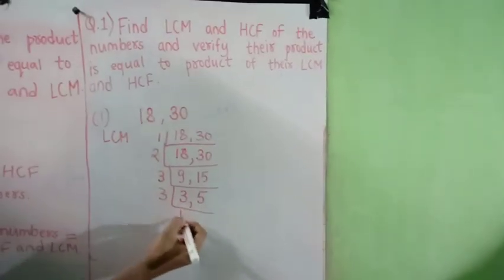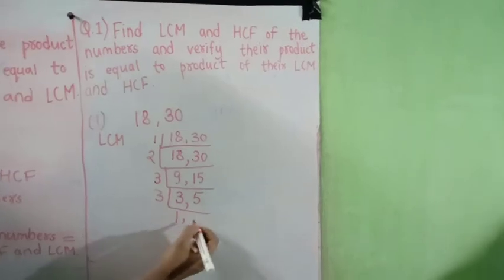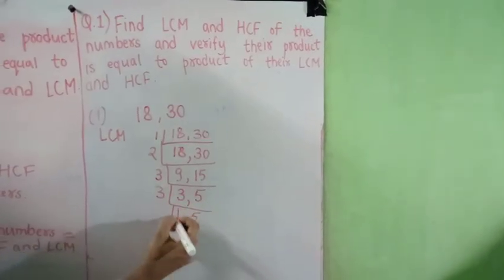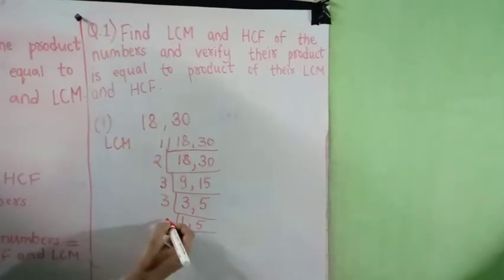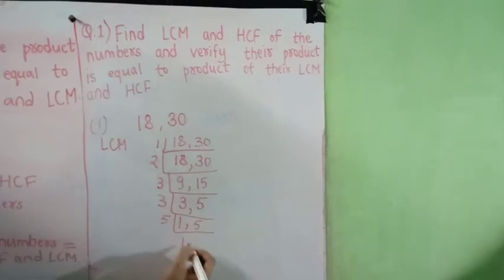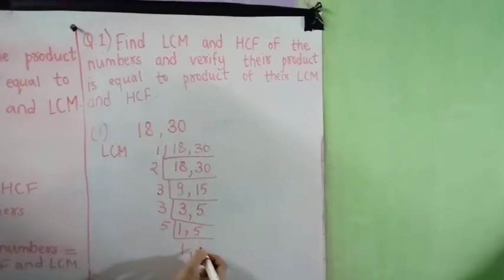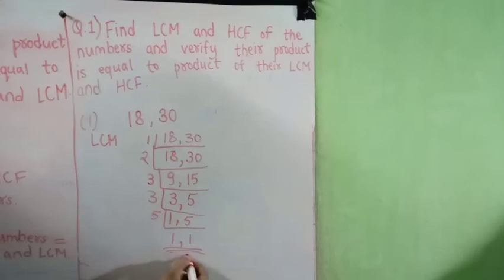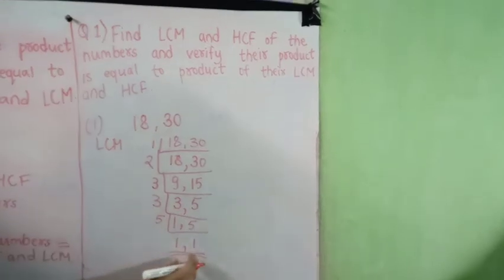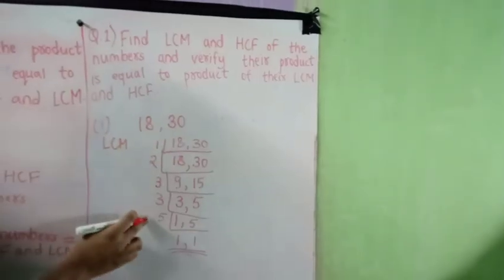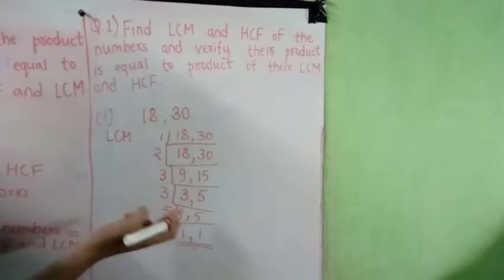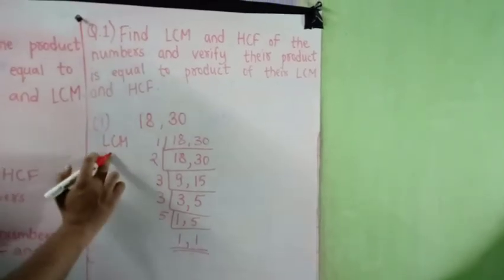3 1s are 3. 5 आएगा no. So write 5 as it is. Check from 5, right? So 5 1s are 1 का 1 लिख देंगे and 5 1s are 5, right? So both the numbers are now 1. These are my factors. What I will do with them? I will multiply them to find out LCM.